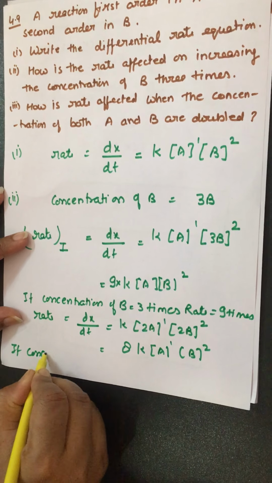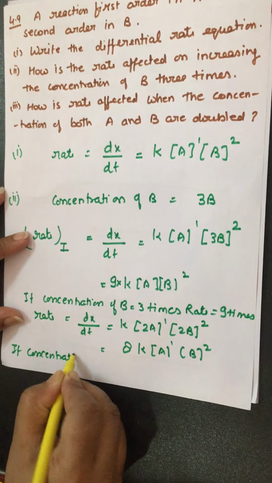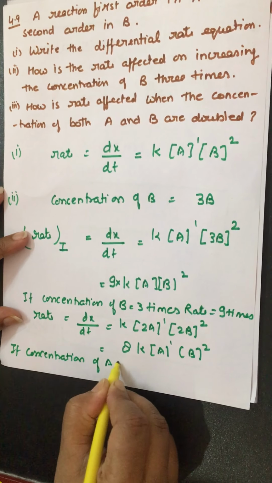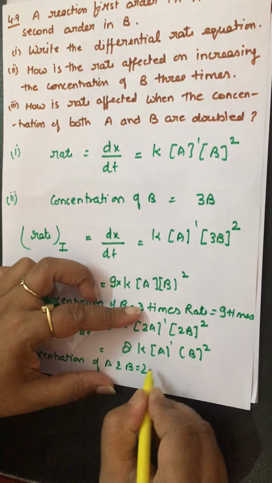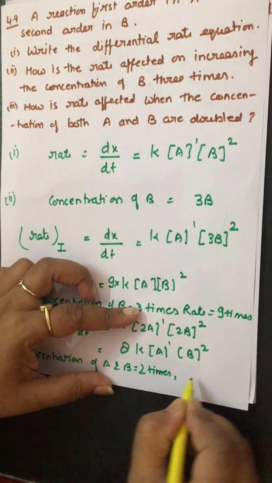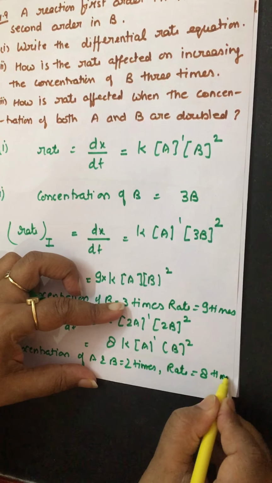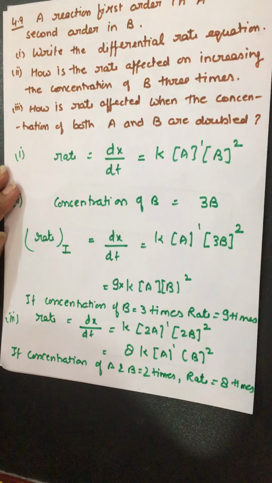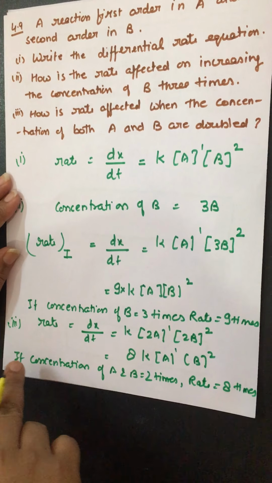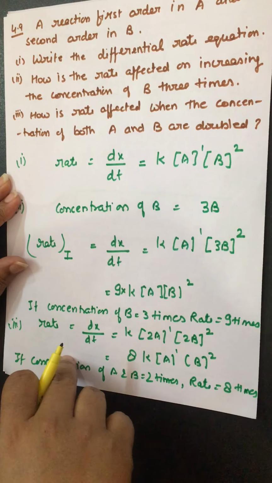If the concentration of A and B are increased 2 times, the rate becomes 8 times. Okay. This is the procedure to solve such type of problems.